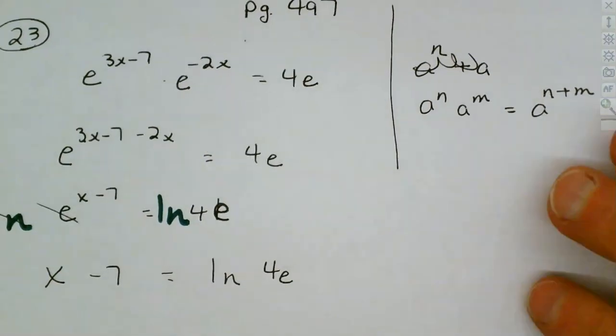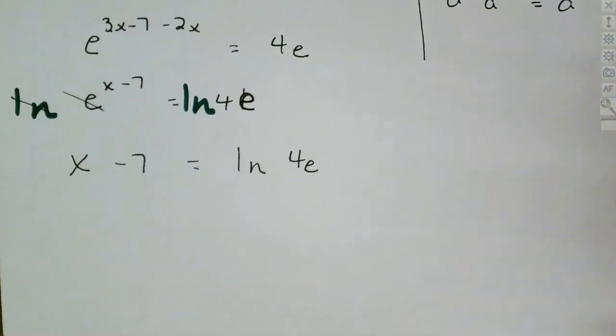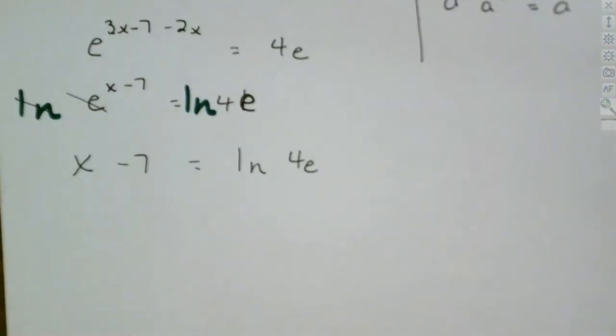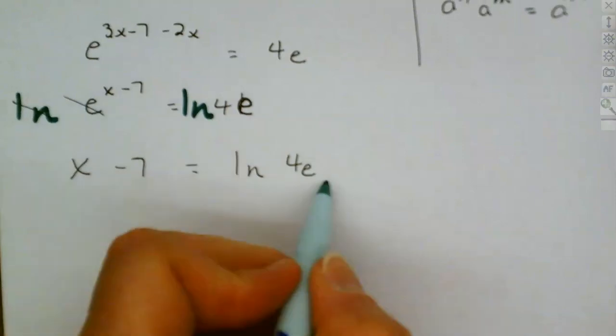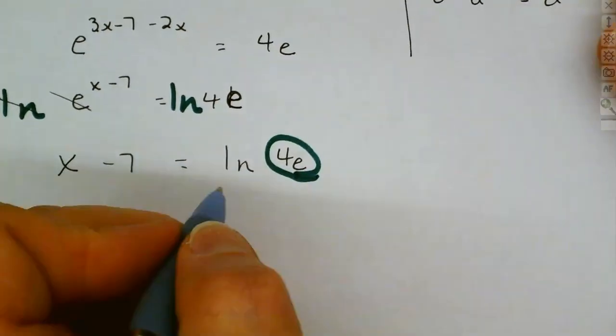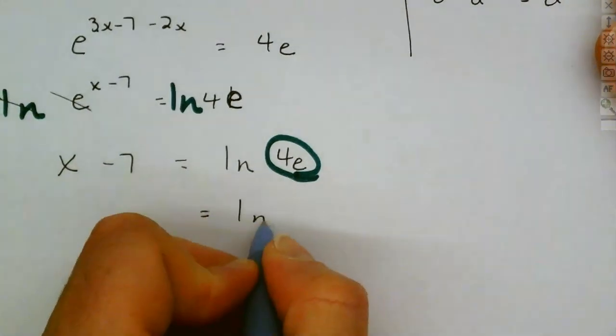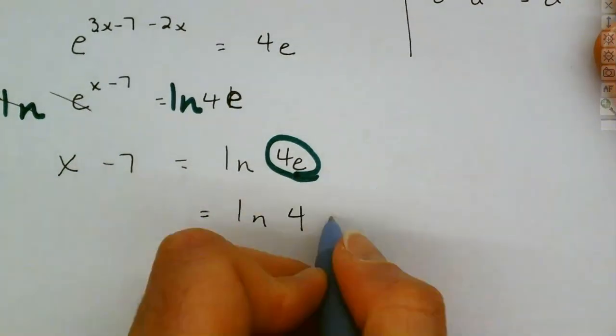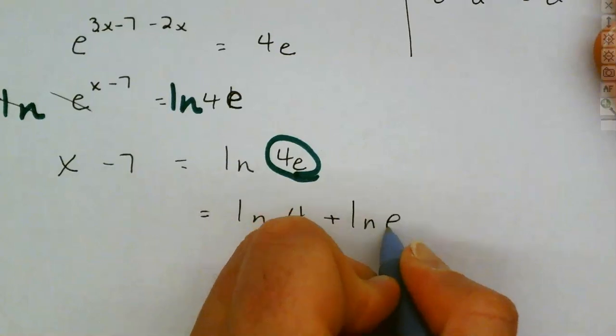Now, what can I do from here? Well, remember our properties of logarithms. This is log multiplication. So I can split this up into the natural log of 4 plus the natural log of e.